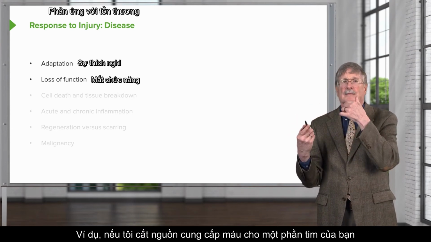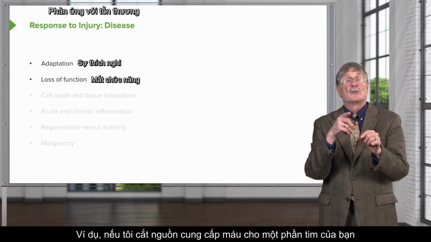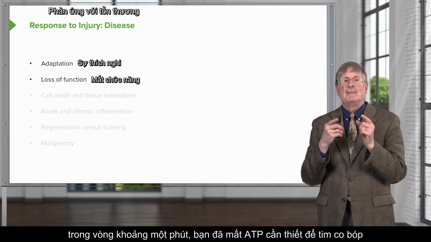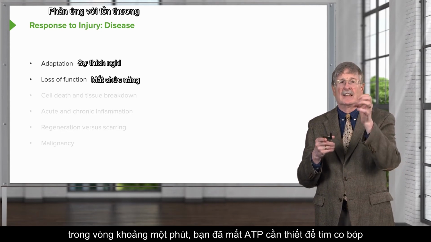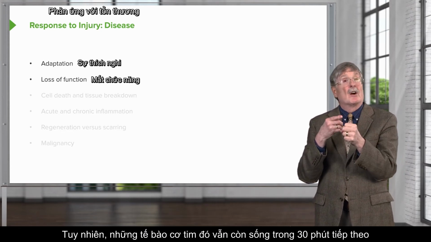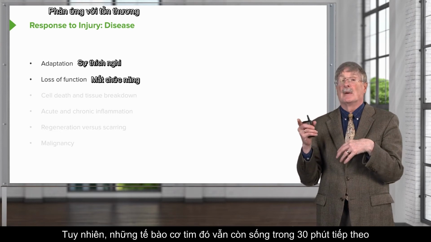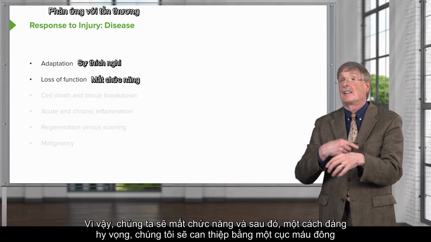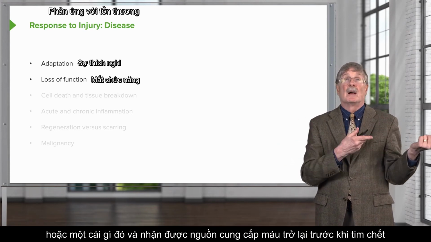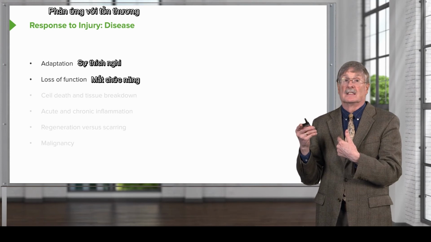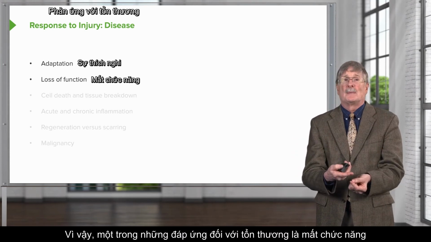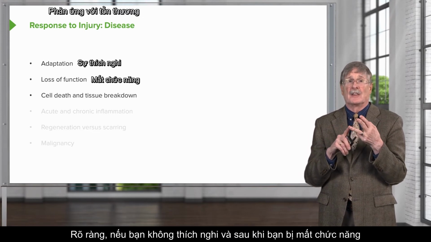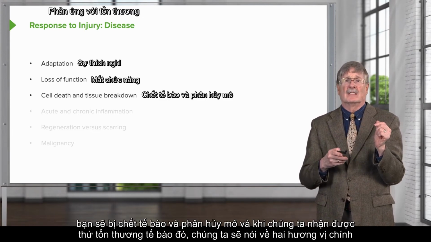So for example, if I cut off the blood supply to a portion of your heart, within about a minute, you've lost the ATP necessary to get contraction. Those cardiac myocytes, however, are still alive for the next 30 minutes. So we will lose function, and then hopefully we will intervene with a clot buster or something and get blood supply back in before the heart dies. So one of the responses to injury is loss of function. Clearly, if you don't adapt, and after you have loss of function, you'll get cell death and tissue breakdown.